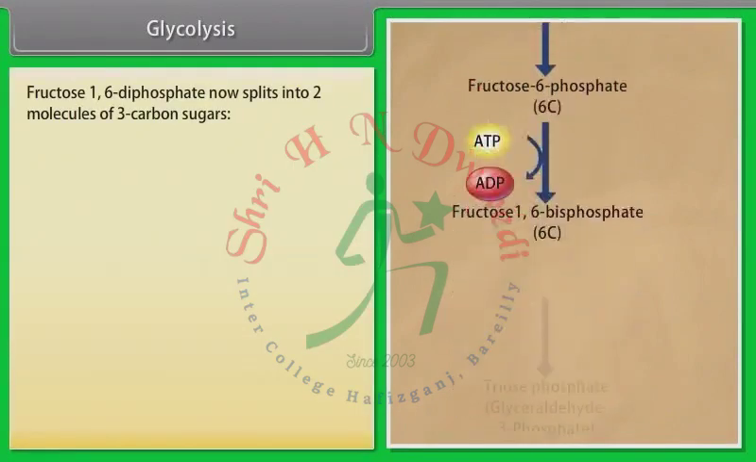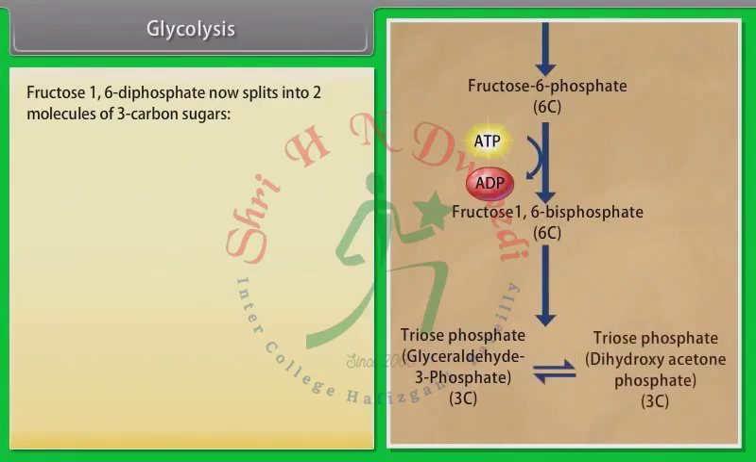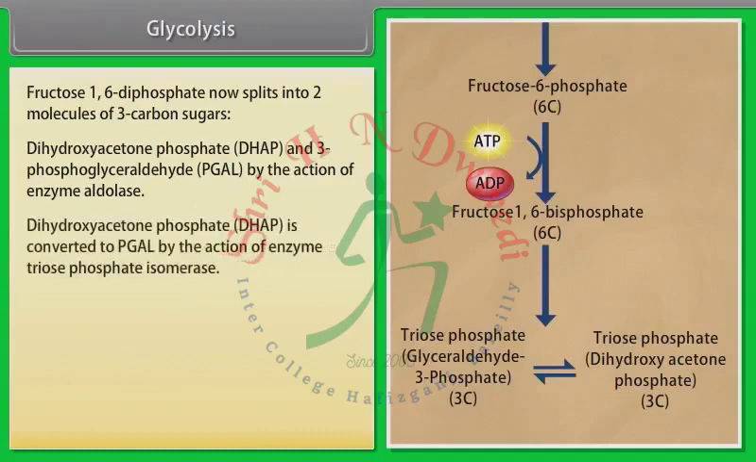Fructose 1,6-diphosphate now splits into two molecules of 3 carbon sugars, dihydroxyacetone phosphate DHAP and 3-phosphoglyceraldehyde PGAL by the action of enzyme aldolase. Dihydroxyacetone phosphate DHAP is converted to PGAL by the action of enzyme triose phosphate isomerase.